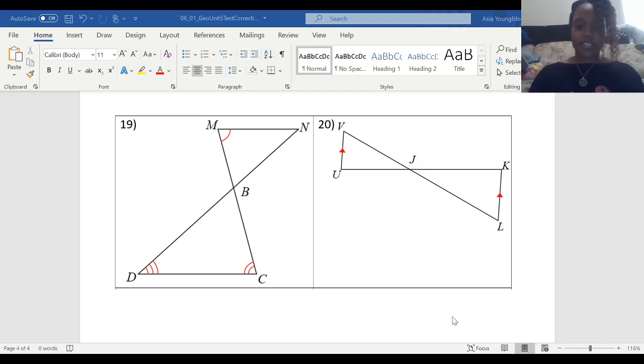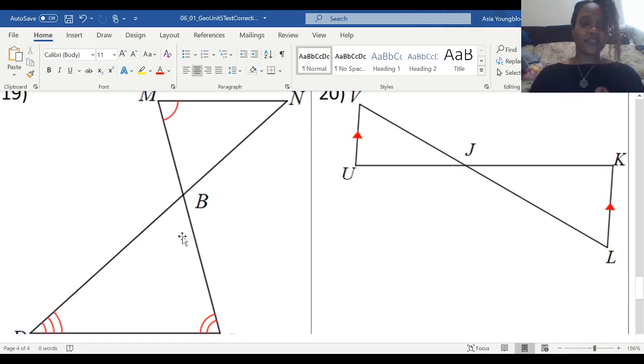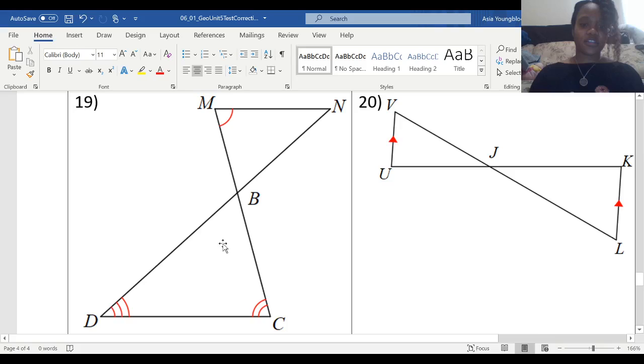So starting with number 19, we're given these arc markings, which represent congruence. We're given 3 arc marks here for D, and there's no other angle that has 3 arc marks at this moment. So that means right now, D is not congruent to any of these angles. We're given 2 arc marks for C, and again, none of the angles in this triangle have 2 arc marks. So right now, we cannot conclude that C is congruent to any of the angles in this triangle.